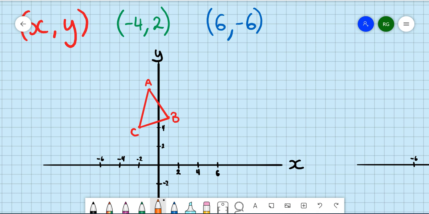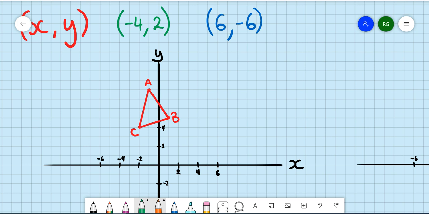If we look at the green one, it is now no longer a coordinate. I'm not talking about the point -4, 2. I'm talking about vectors. That is in fact how much we're going to move each point.